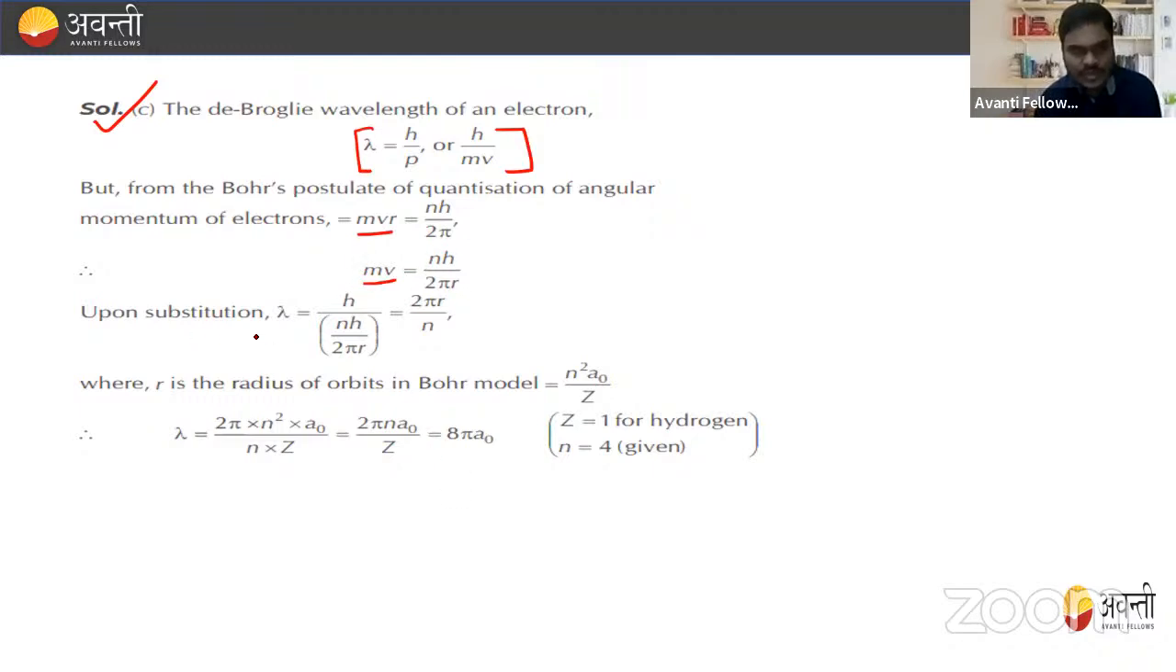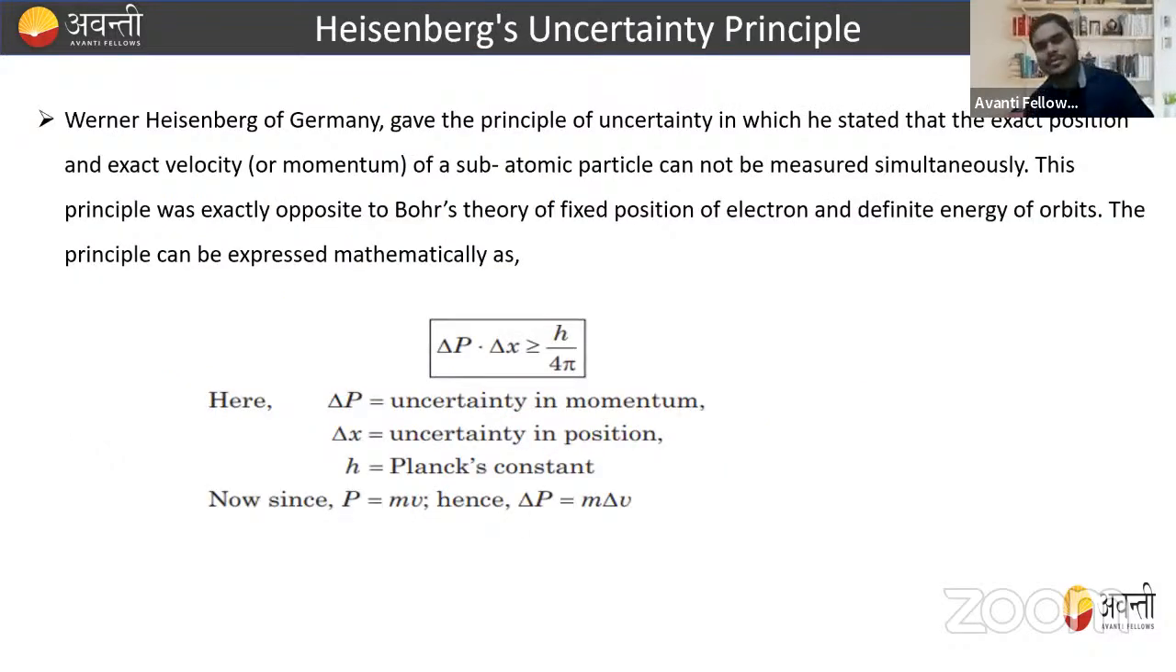Now we know that lambda is equal to h upon mv. So just put the value nh upon 2 pi r, which gives lambda equal to 2 pi r upon n, where r is the radius of the Bohr orbit in the Bohr model. So just putting the formula r equals n square a naught upon z, z is equal to 1 for hydrogen, n is equal to 4 already given. By putting the value, you'll get 8 pi a naught. So this is the correct answer. This is the relationship between these two, and by using this relation, we can calculate.